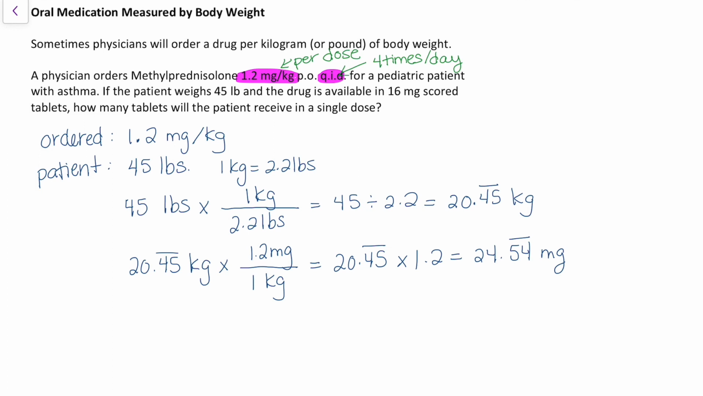So I know that the doctor has ordered this patient, specifically for their weight, must get 24.545454 milligrams per dose. The question is, how many tablets is that? Well, the tablets that I have been given are 16 milligram scored tablets. And that scored is important because it means that I can do half a tablet if need be.